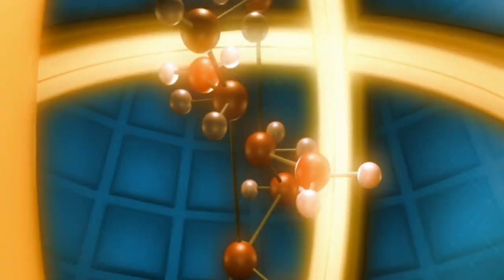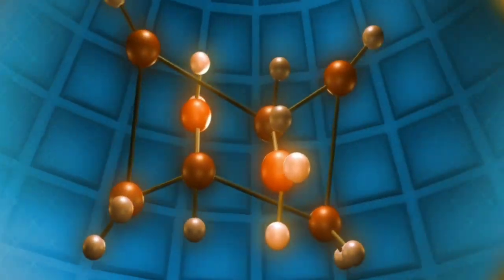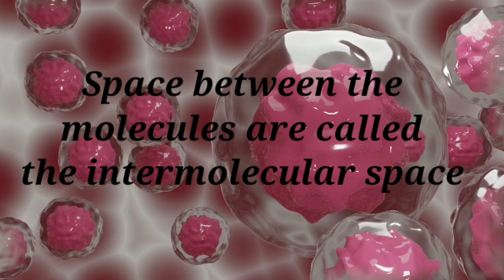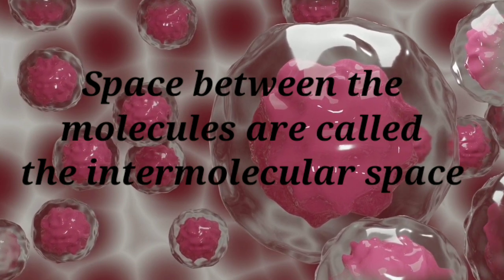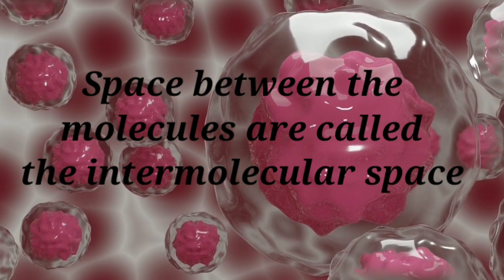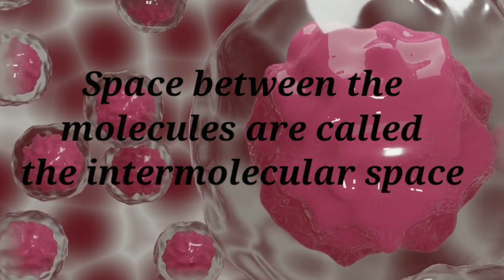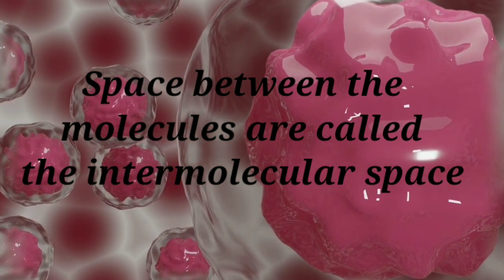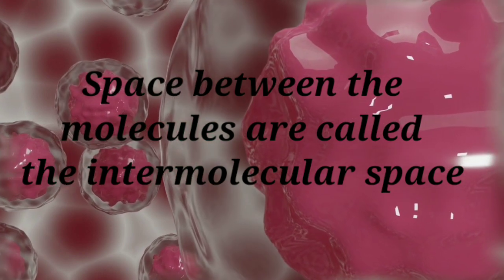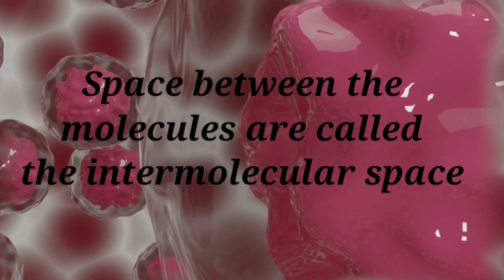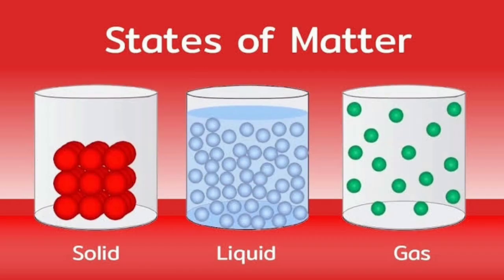Next we come to intermolecular space. The spaces between the molecules for different states of matter vary. What is this intermolecular space? The space between the molecules of a substance, or the space between each and every molecule of a substance, is called the intermolecular space. In solids, the intermolecular force is strongest and intermolecular space is almost absent. It is very, very less.